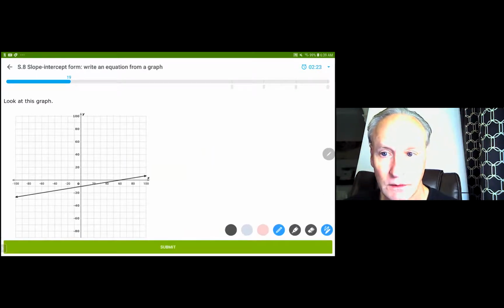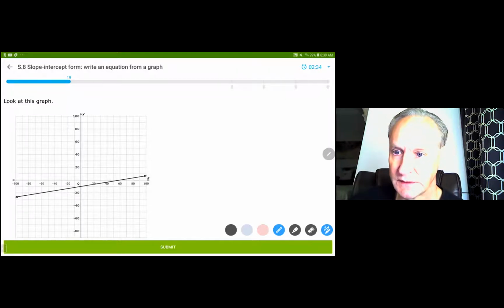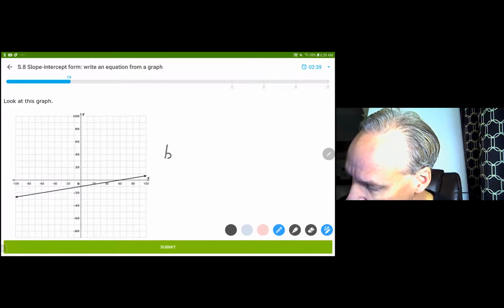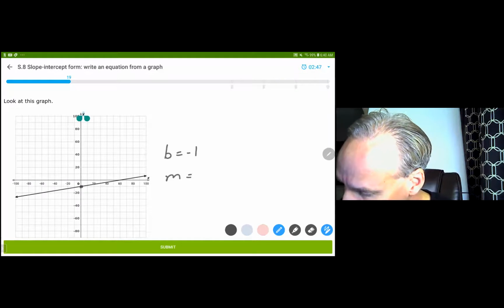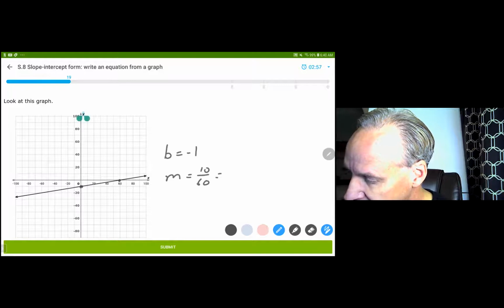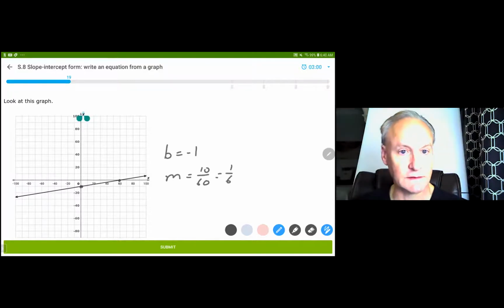This is a positive slope. I can see that immediately. One of the things you want to pay attention to is what kind of slope you're looking at. Now, the other thing, this is not very steep, so it's going to be some proper fraction. So the y-intercept, the b value, is at -1, and the slope, if we count it from another point, looks like it's going over 60, up 10. Up 10 over 60, but that is 1/6, and you do have to reduce these.